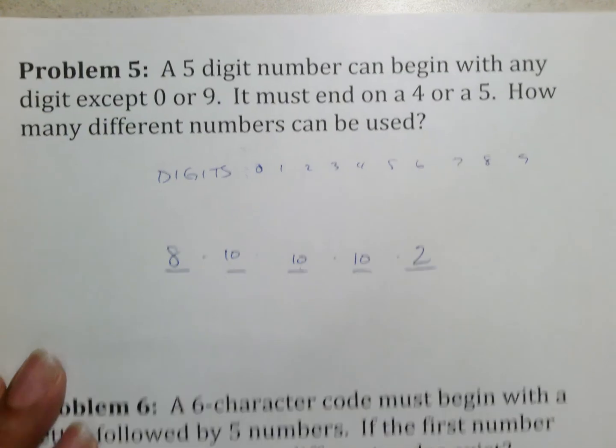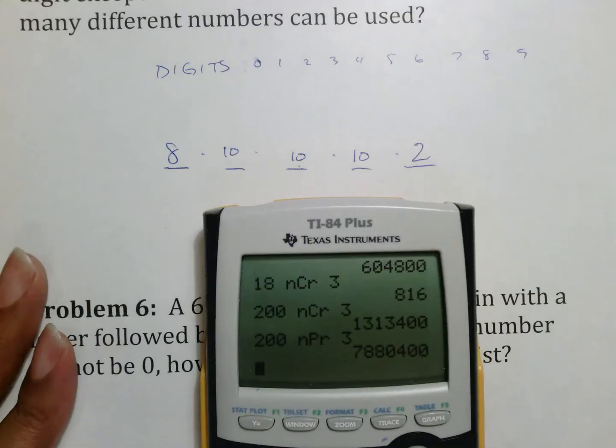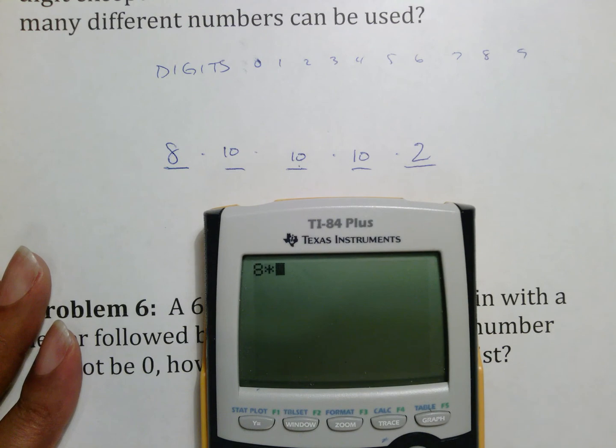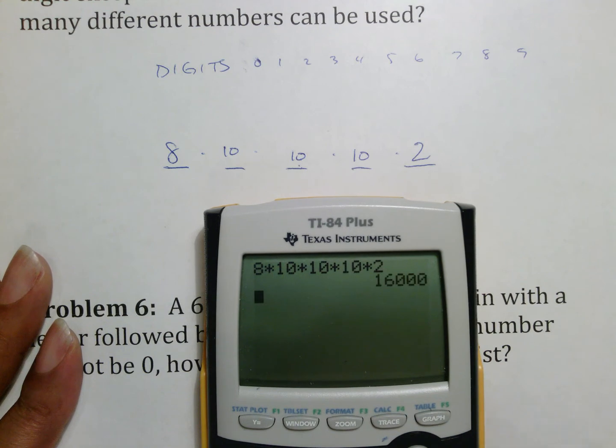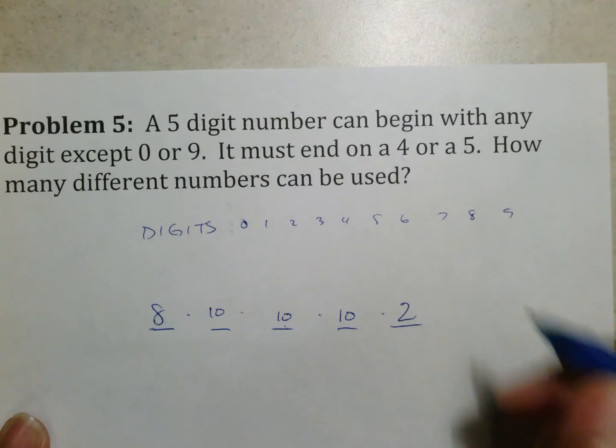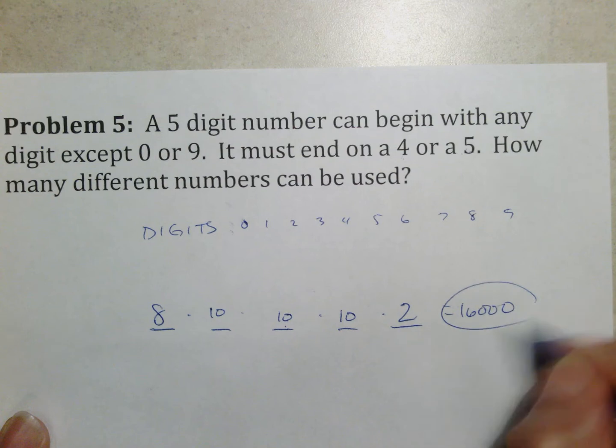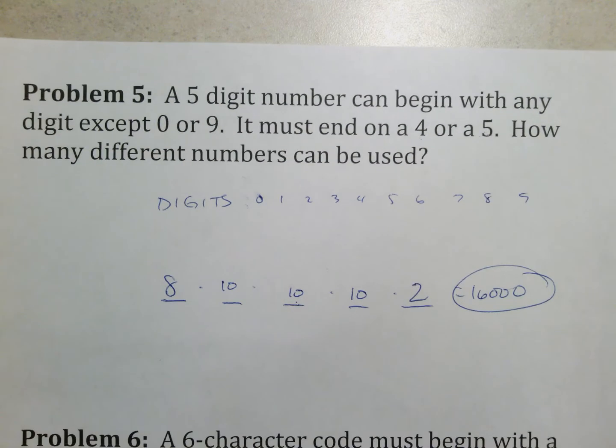Now we take it back to our fundamentals and use the multiplication property. So 8 times 10 times 10 times 10 times 2, which gives me 16,000 different combinations to choose from there. All right?